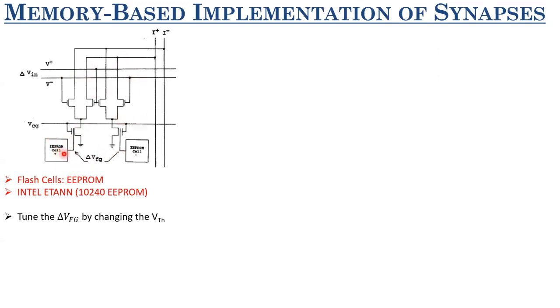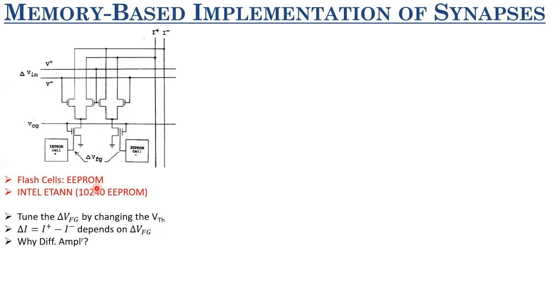They tuned the threshold voltage so as to tune this del VFG. The difference in the threshold voltage of these two EEPROM cells could be tuned, and then the effective I out, that is I plus minus I minus, of this differential amplifier depends upon the del V in that we are applying externally, as well as this del VFG, which we obtain by tuning the threshold voltages of the two EEPROM cells. It would be a good exercise to show that this I out, that is I plus minus I minus, is proportional to gm times del V in times del VFG. That is an exercise that you can do independently.